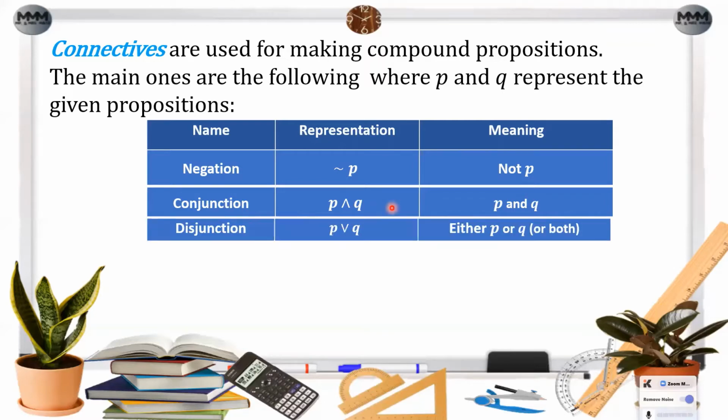Next, for disjunction, this is the representation. As you can see, its symbol is opening upward, whereas the conjunction is opening downward. The disjunction can be read as either P or Q, or you can also have both.